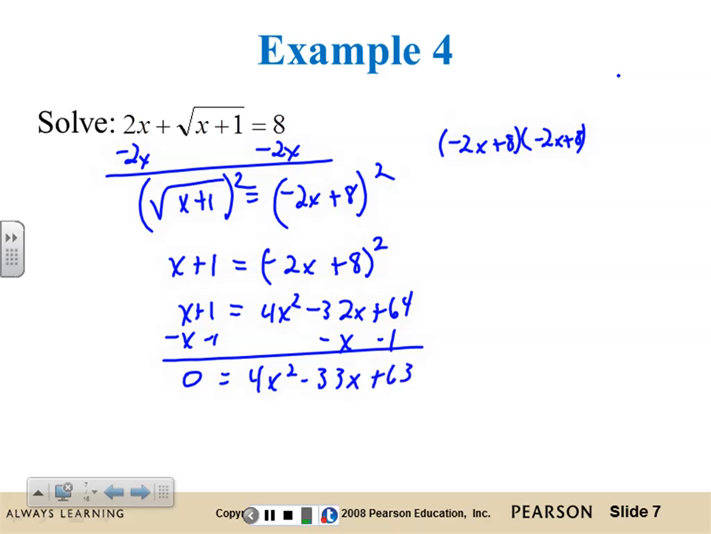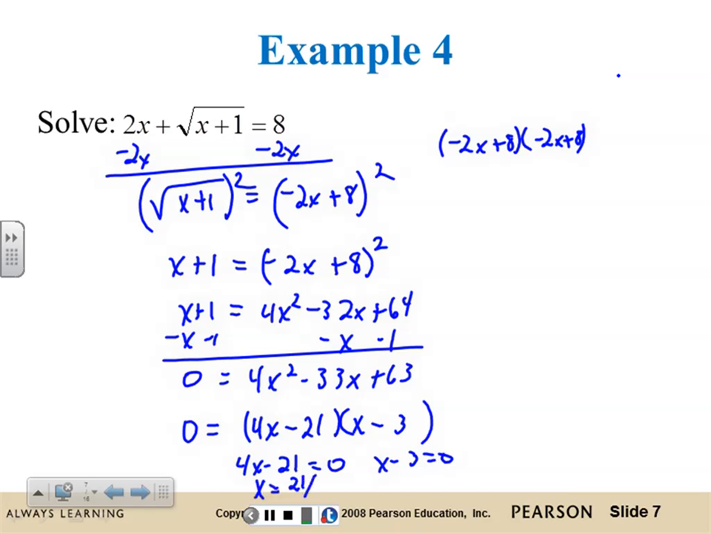Now, to solve this, you know you've got to factor, and that would be bottoms up or whatever it is that you do. And so we're going to have 4x, signs are going to be the same, and then 21 and 3. So again, do the bottoms up there. I'm not going to take the time to do it because we've already learned that. And then we're going to take each one of these and set them equal to 0. And so we have x is equal to 21 over 4, and we get x is equal to 3.